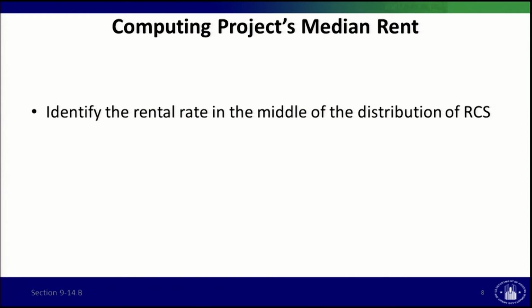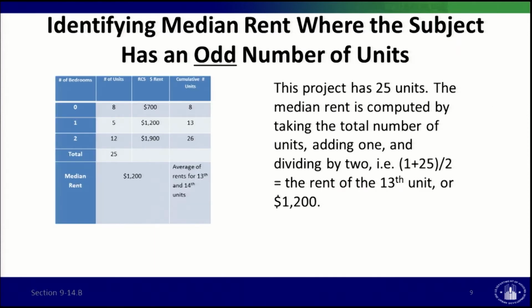The first step is the process to identify the rental rate in the middle of the distribution of the RCS. Sounds more complicated than it really is, so let me show you an example that I hope will clarify what we're talking about. This project has 25 units. The median rent for the project is computed by taking the total number of units, adding 1, and dividing by 2. In this case, the project has 25 units. You add 1, you get 26 units. You divide it by 2, you get the 13th unit. So the rent of the 13th unit is $1,200.